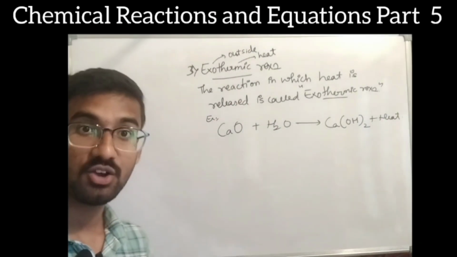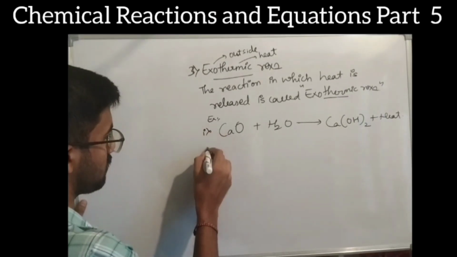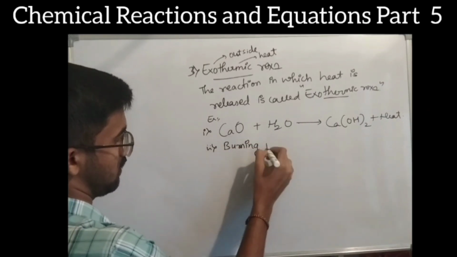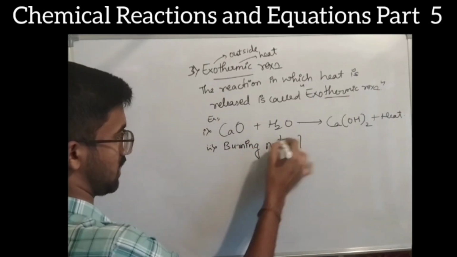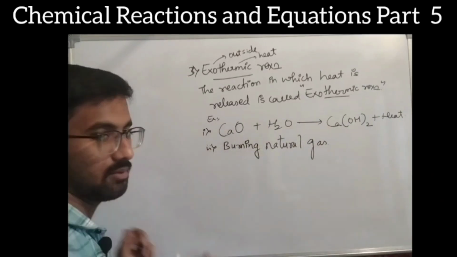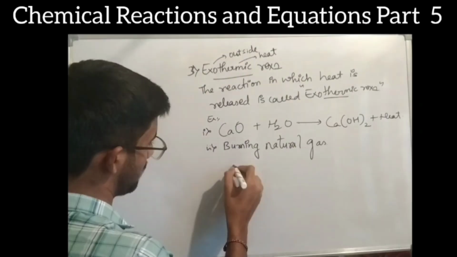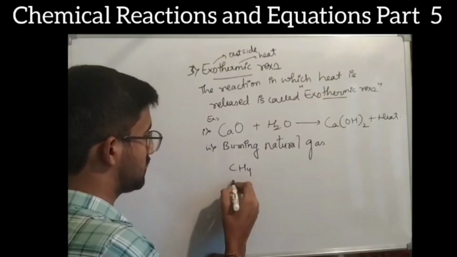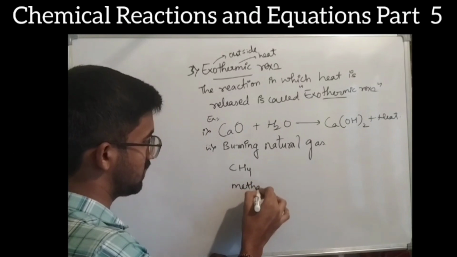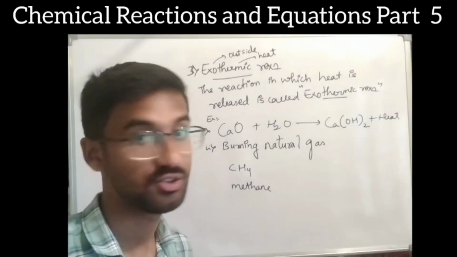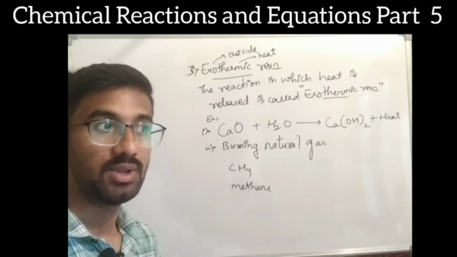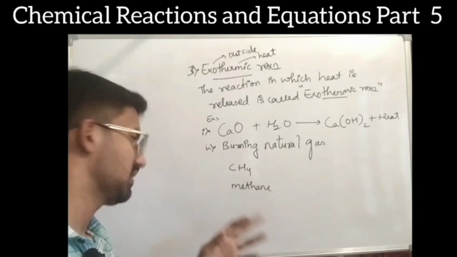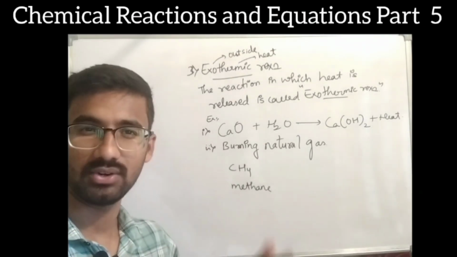And we have burning of natural gas as a second example. Which is the natural gas? Methane, CH4. About methane and everything, you are going to discuss in carbon and its compounds, the fourth chapter of chemistry. A very beautiful, very large chapter, and the most fundamental chapter too. How to write the structure of methane and everything you will discuss in that chapter.